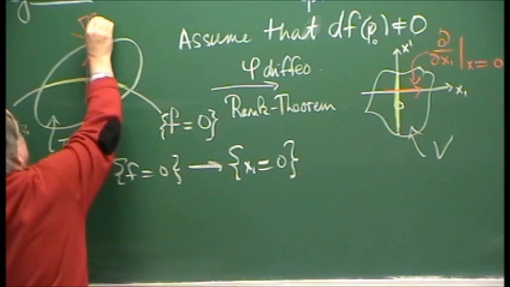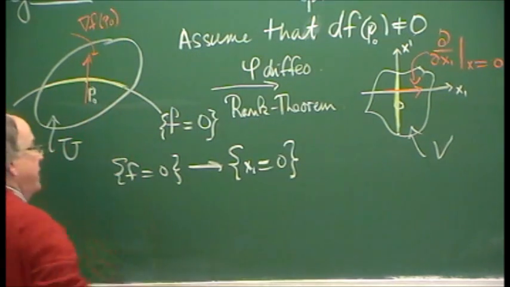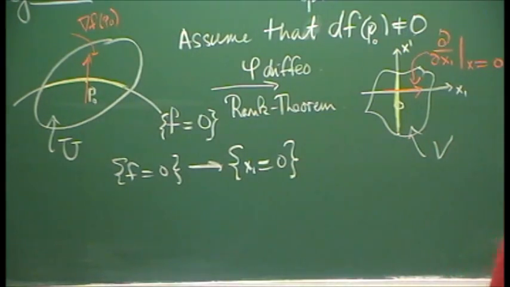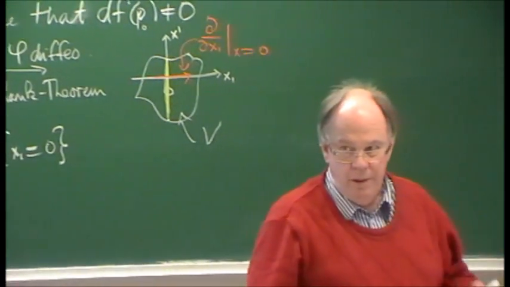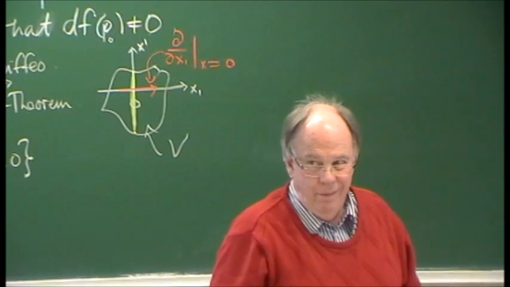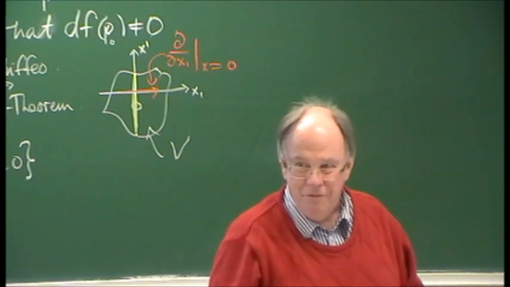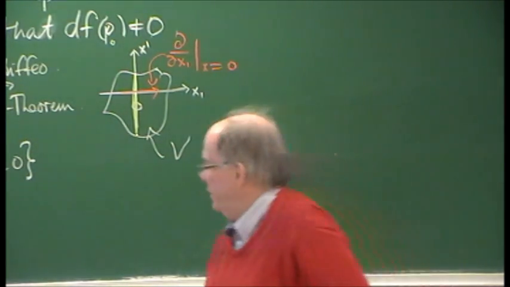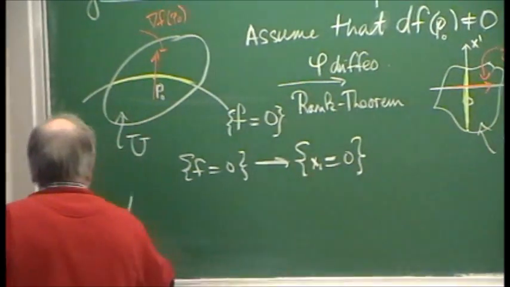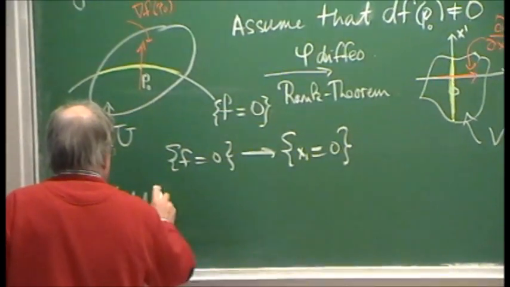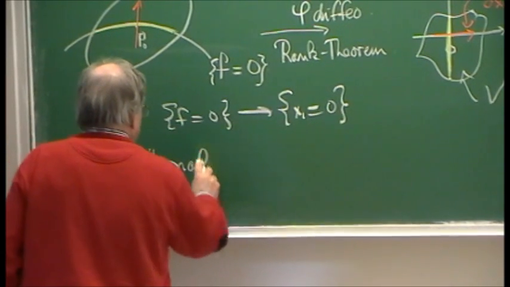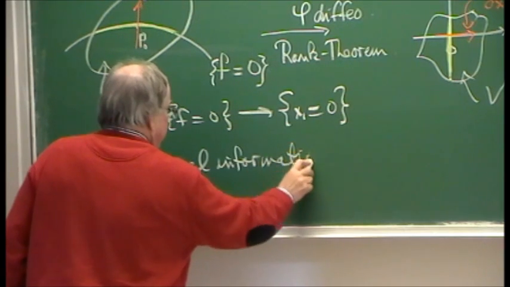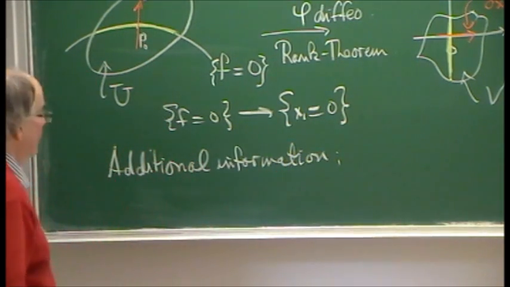So the gradient of f at p0. As I said, this is not defined. I want to repeat that. The gradient is not defined. It requires additional information to define it. So what is this additional information that is needed? Let's discuss this matter. What is really the gradient?